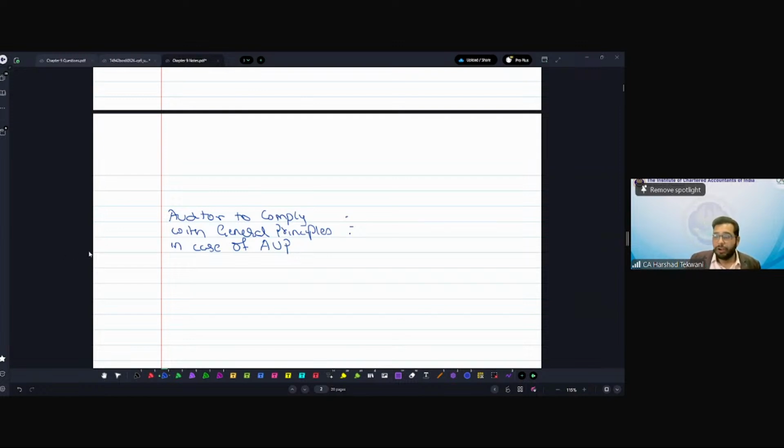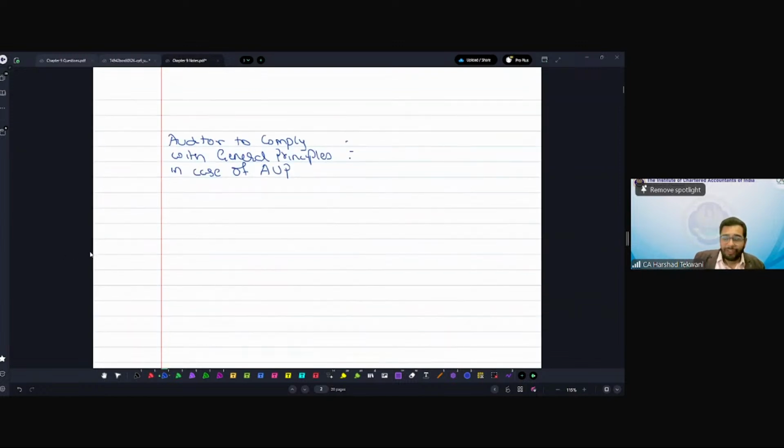Now, what are these general principles? These general principles mean the auditor has to comply with the code of ethics, irrespective of your type of engagement. You have to comply with the code of ethics, plus principles governing the auditor's professional responsibility. You have to comply with the ethical principles.